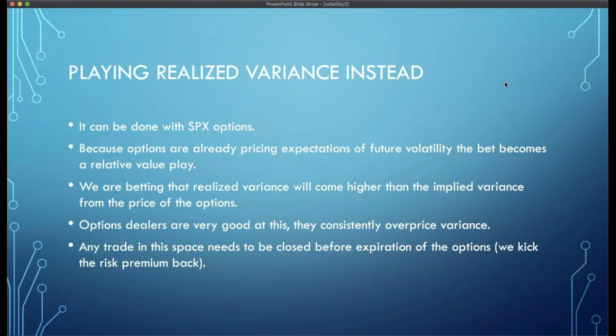What we are betting is not that realized variance will go up. Sadly, we cannot bet on that. But what we are betting is that realized variance will be higher than the implied variance of the options. Notice that this is a slightly different trade than the one that we want. But that's what it is. We are constrained in the types of trades we can do.